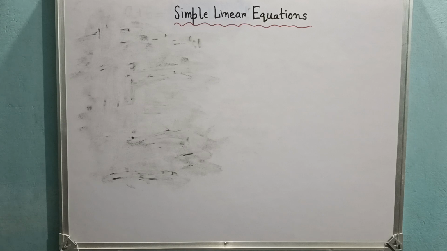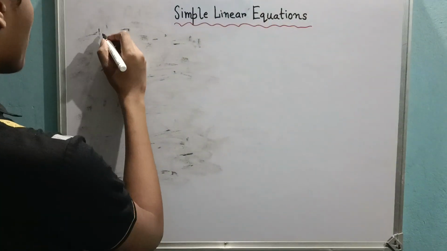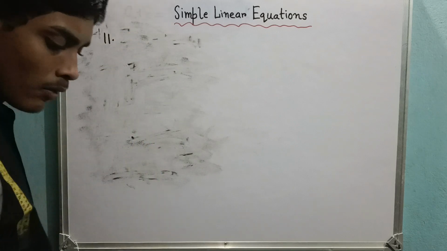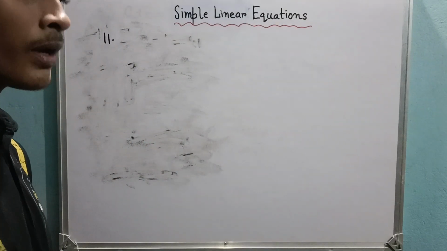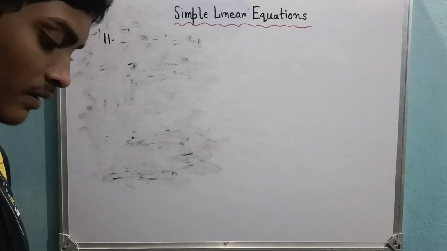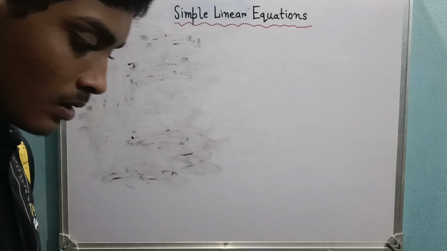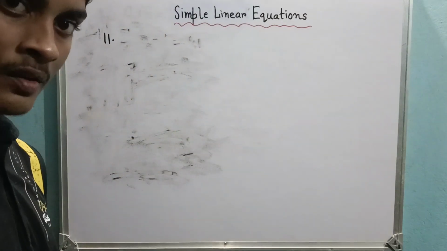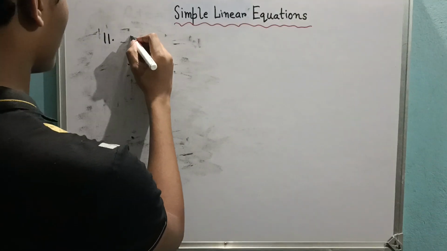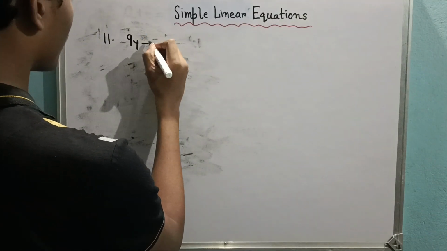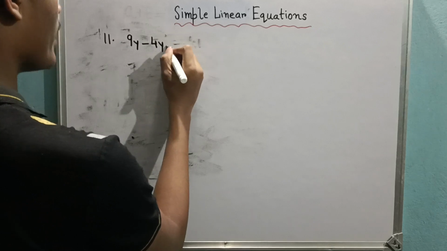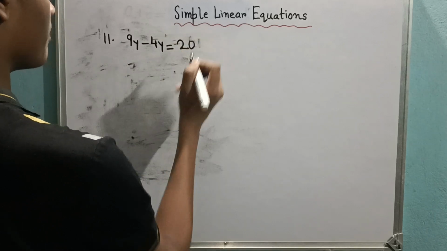Okay, so now this is one more type of sum. Now we have to subtract the variables. Till now we were subtracting the constants and then finding the variables by simple multiplication or division or addition. Now we have to subtract the variables first and then do the multiplication and division. So let's see what we have here. First one a little bit easy. Let's see. 9y minus 4y is equal to 20.